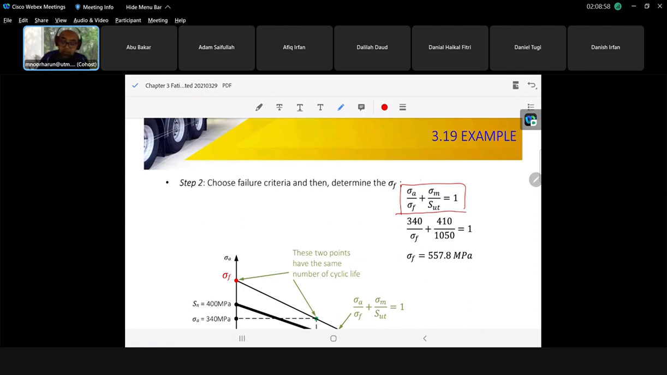So we need to calculate sigma A and sigma alternating and means. Then from this equation, this is fatigue stress. Okay. Fatigue stress. Fatigue strength of that material, of fatigue strength of that material.